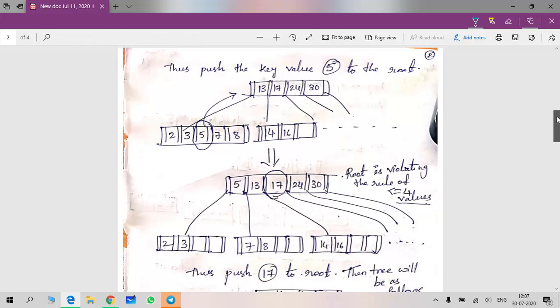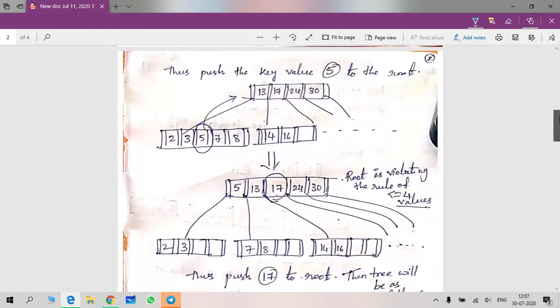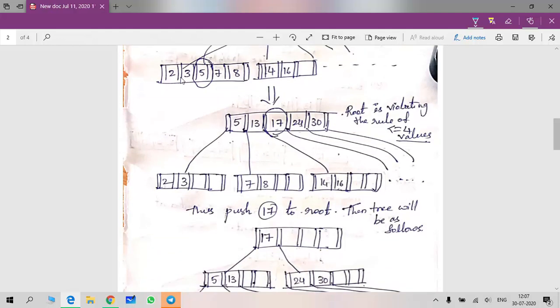Now again the root is having maximum elements, right? See here, 13, 17, 24, 30. So it has already reached its extent, that is 4. Also, when we are pushing an element, what do we have to push? The mid element in the node. Here 2, 3, 5, 7, 8. Among these elements 5 is the mid element. So we are pushing 5 to the root. Done. And 2, 3 will be the left child of 5, and 7, 8 will be the right child of 5.